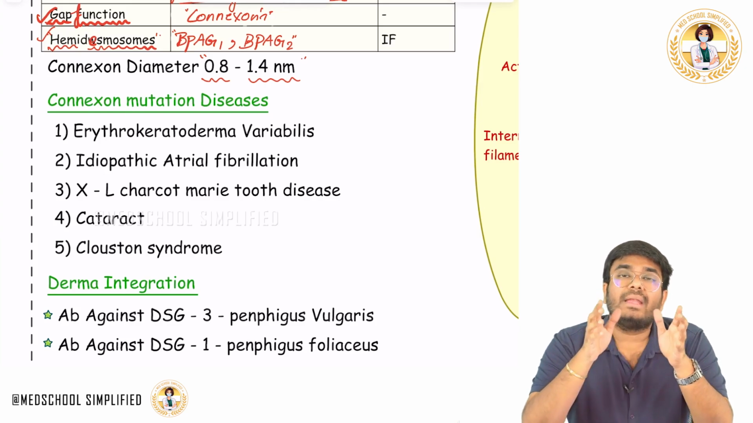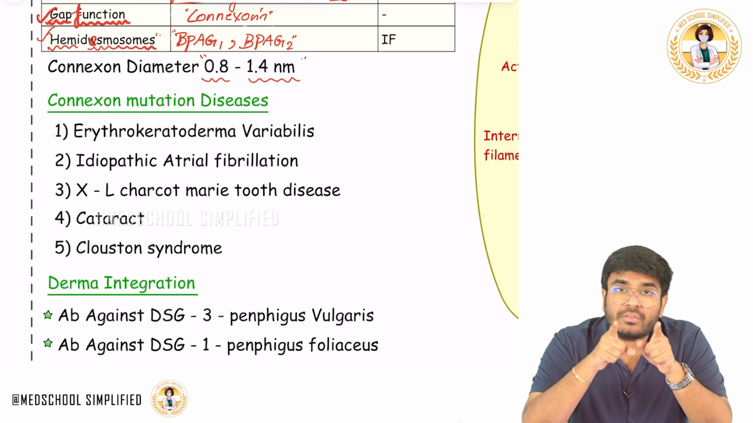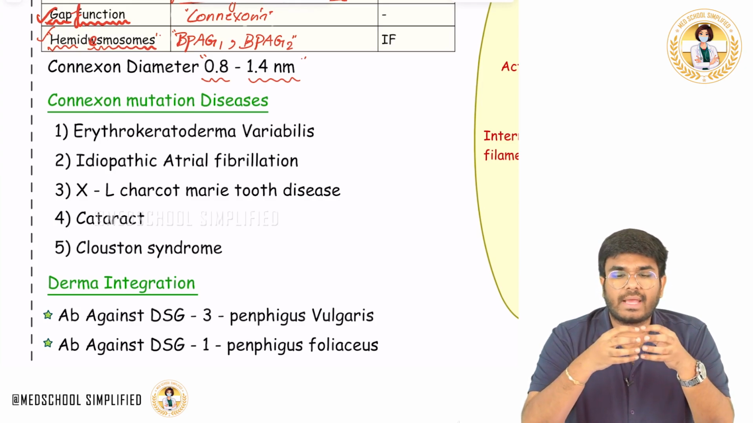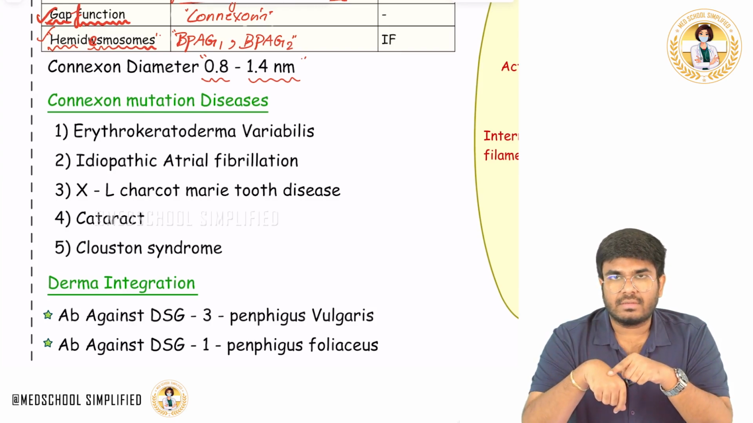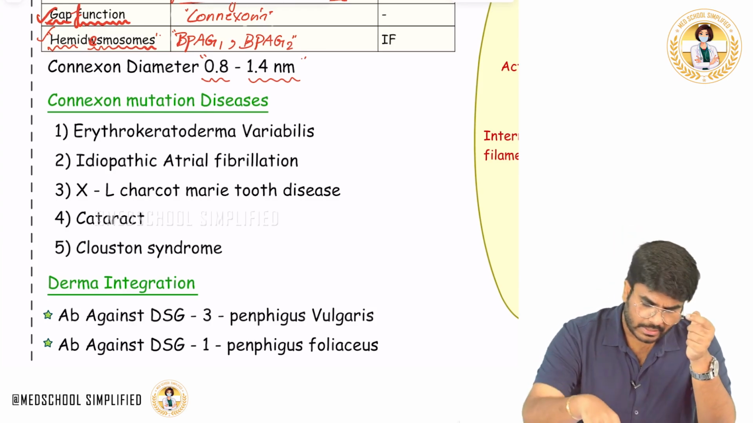Okay, so if there is any damage to the desmosomes, the keratinocytes are separated, leading to fluid-filled sacs within your skin called a bulla.